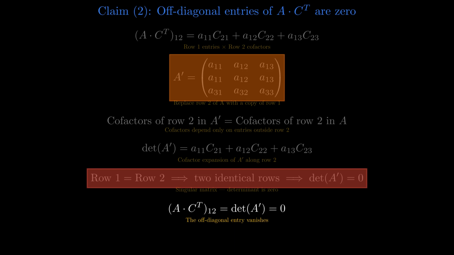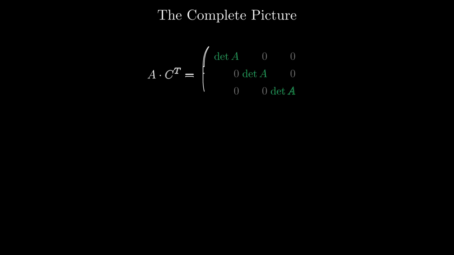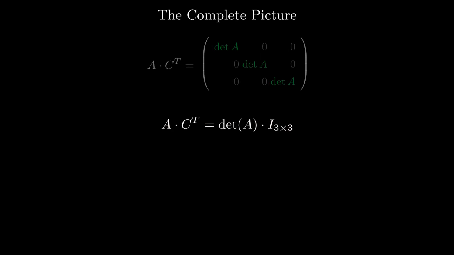Every off-diagonal entry follows the same pattern. For i not equal to j, row i's entries times row j's cofactors computes the determinant of a matrix with two identical rows, and the determinant is always 0. Here is the complete picture. We show the 3 by 3 result matrix for A times C transpose. The diagonal entries each equal det A, because each one is a cofactor expansion along its own row. The off-diagonal entries all equal 0 because each one computes the determinant of a matrix with two identical rows. Therefore, A times C transpose equals det A times the identity matrix.